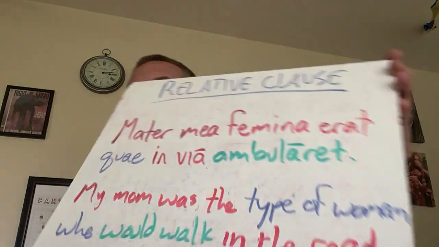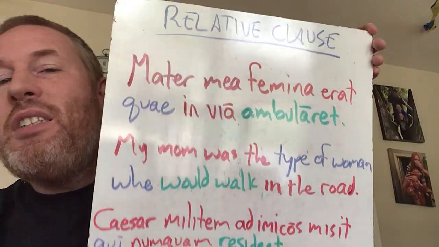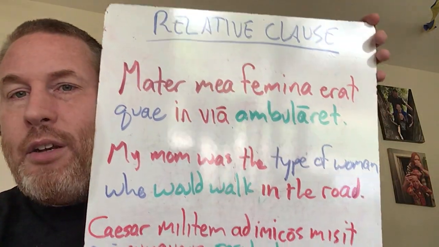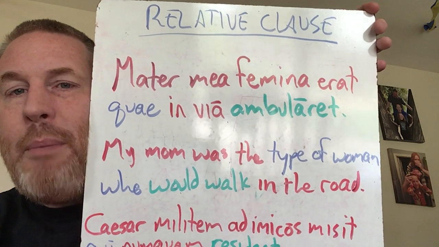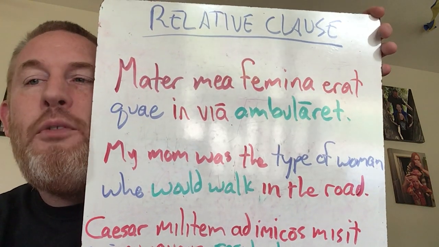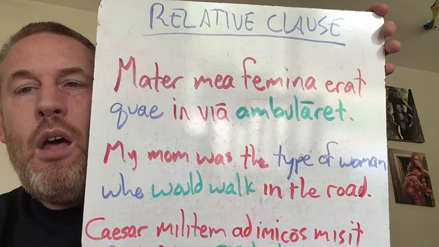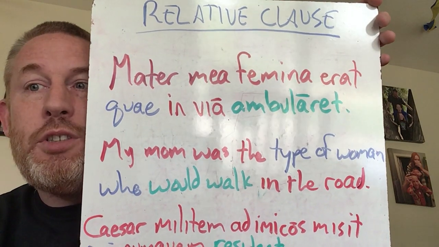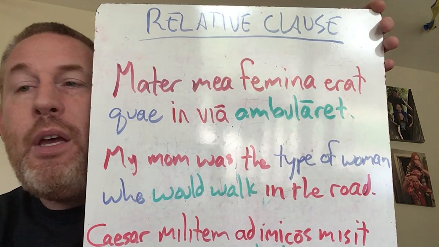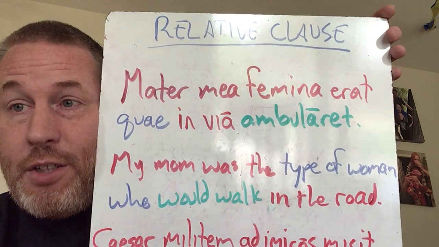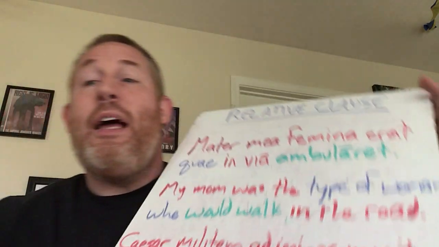So my mother is the type of woman who would walk in the road. That is a subjunctive. That is not quite real. And you still want to stick to sequence of tense, okay? But she is the type who would. And notice I color-coded. So the type of woman who is all folded into quae. Would walk, there's your subjunctive, in the road. Now, that is relative clause of characteristic, okay? And if we're in class together, I'll let you listen to a song that deals with that.